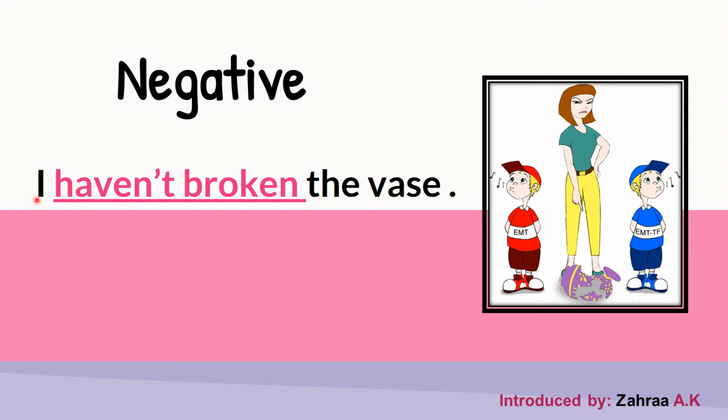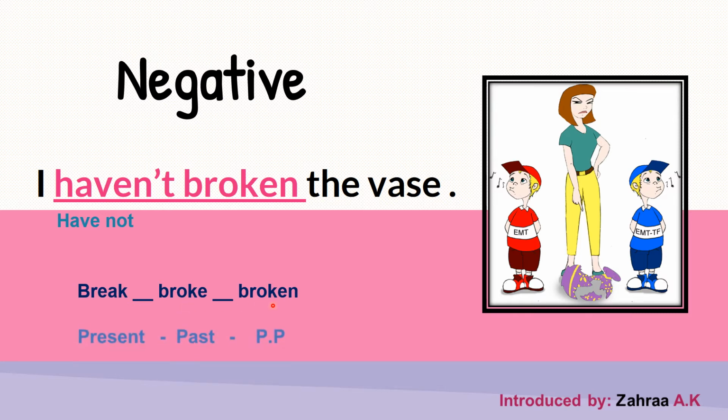I is the subject, have is the auxiliary verb. Here I want to add not directly: haven't, which in contraction comes from have not. I haven't or I have not. Broken is the past participle. Its base is break: break in the present, broke in the past, and broken in the past participle. I haven't broken the vase.